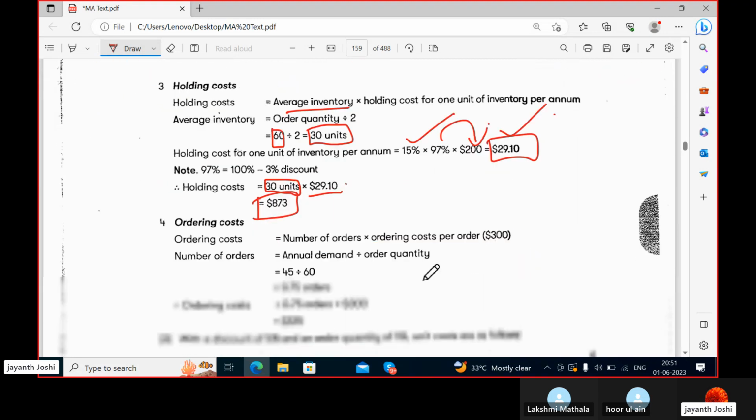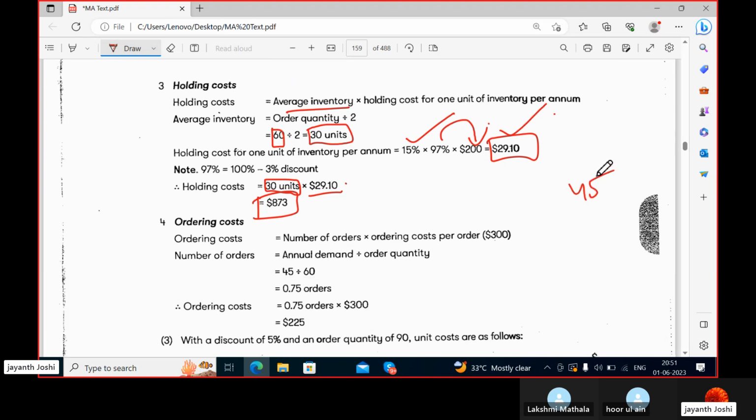Third point, ordering cost, number of orders. See, I have an annual demand of 45 units, divided by 60. If I'm taking bulk units, how many orders do I have to place? Only 0.75 orders. Are you getting my point? Previously my orders were what? 1.5 times, because I was maintaining the inventory levels at EOQ.